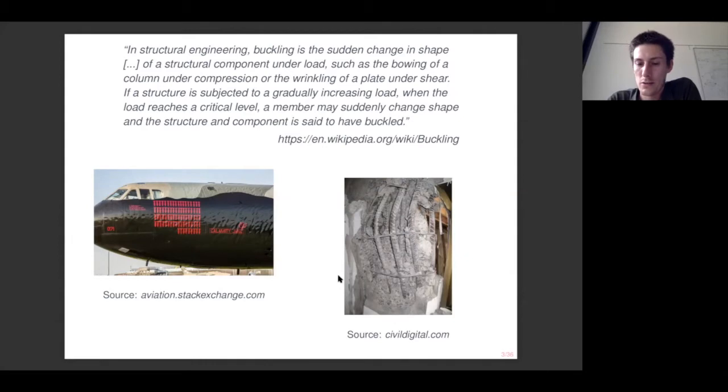So here in these two images, you can see two examples of buckled structures. Here on the right, you can see a concrete column which has buckled under the compression of too much weight. And instead, here on the left, you can see an example which is more related to buckling of plates, since a plate is nothing else than a thin structure.